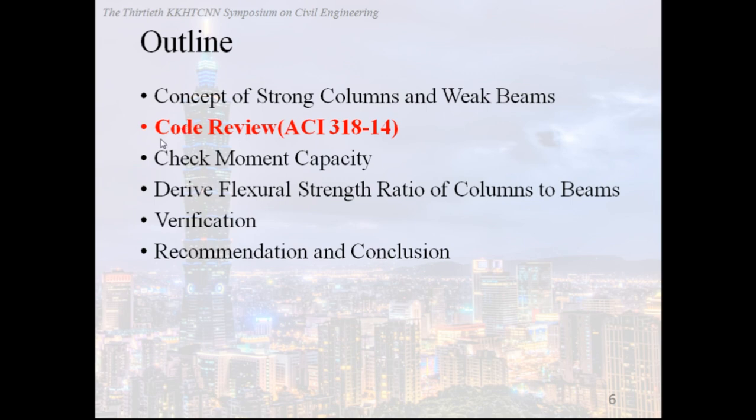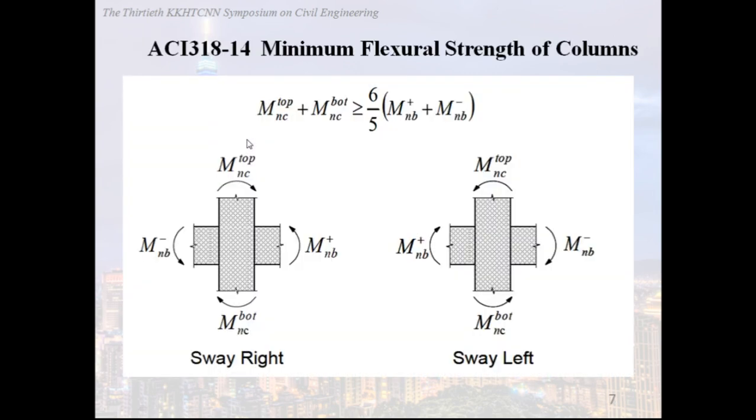Secondly, we will review this code. ACI 318-14 minimum flexural strength of columns. The flexural strength of columns shall satisfy this inequality. That is, the sum of the nominal strength of columns should be larger than or equal to 6/5 times the sum of the nominal flexural strength of beams. And we illustrate this equation as figured below.